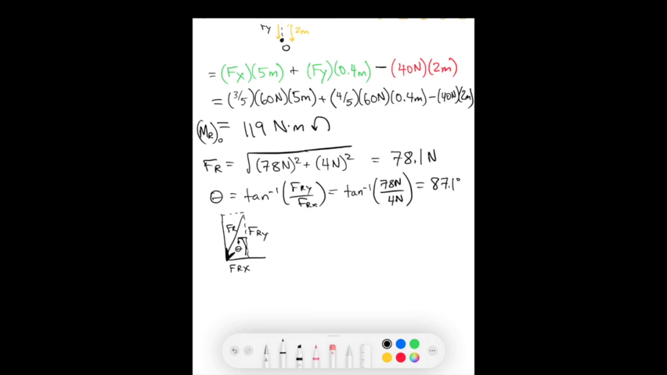So we can draw our final diagram like this. This equivalent system about the point O has a force acting with this angle theta equal to 87.1 degrees with a magnitude of 78.1 newtons and a moment in the counterclockwise direction equal to 119 Newton meters.